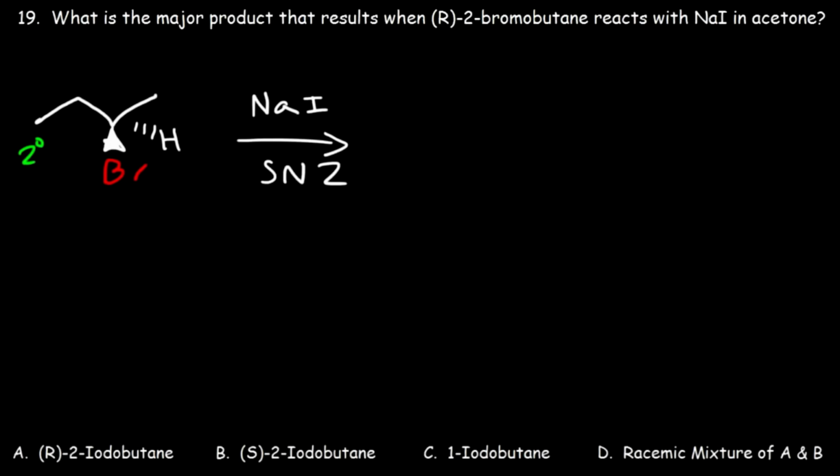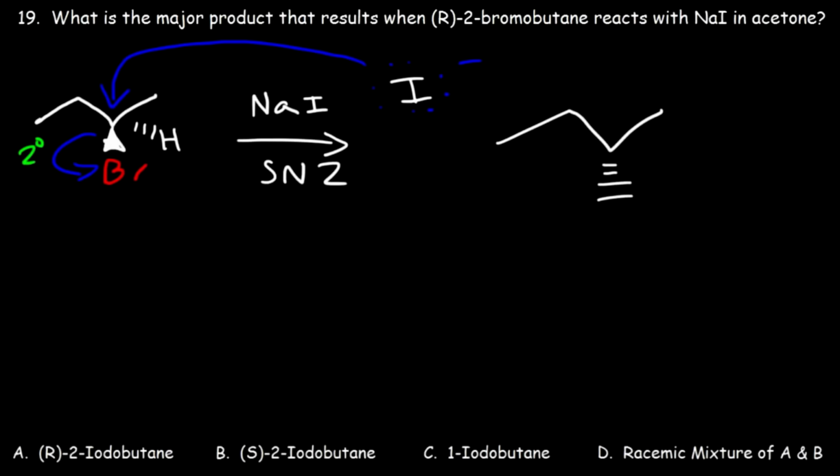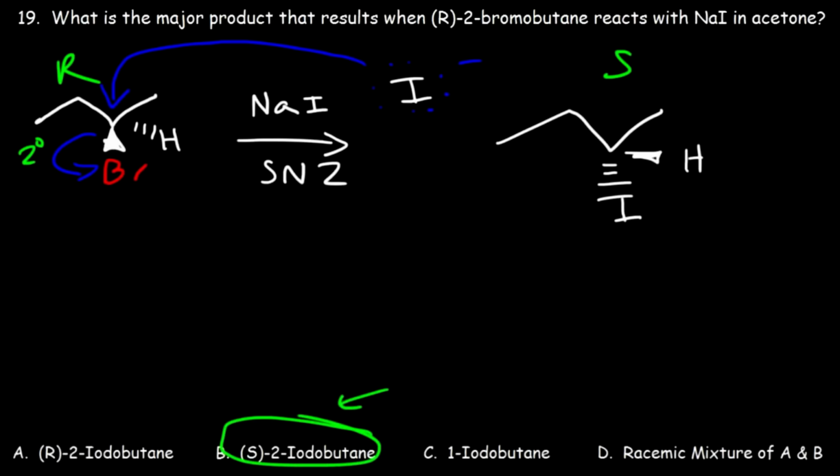So what kind of product will we get? In the SN2 reaction, the iodide is going to attack the substrate. It's going to act as a nucleophile. It's going to attack the carbon from the back, expelling the bromine atom. Because it approaches from the backside, we're going to have inversion of configuration. So the iodide is going to be in the back, and now H is in the front. So before we had the R isomer, now we have the S isomer. So the product is 2-iodobutane, but the S isomer. So B is the answer.